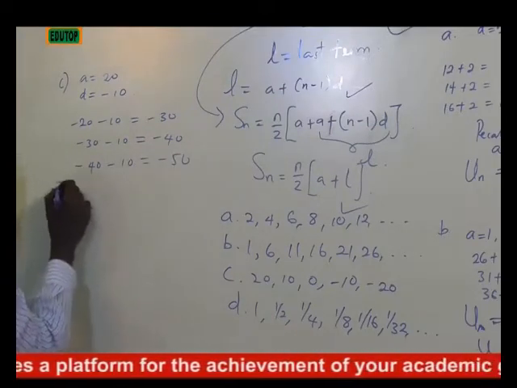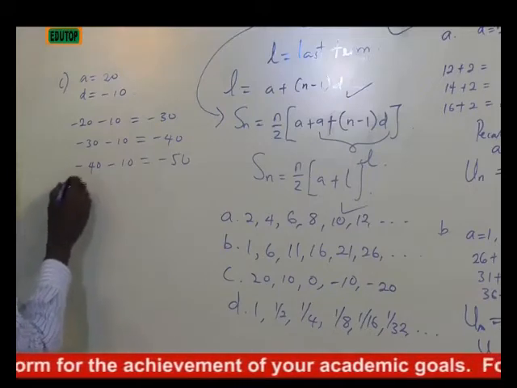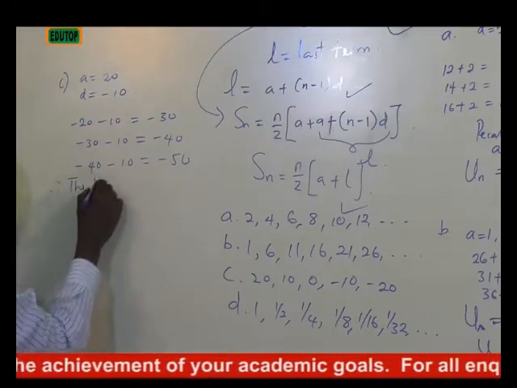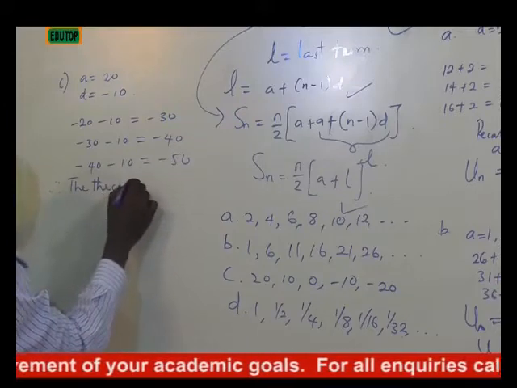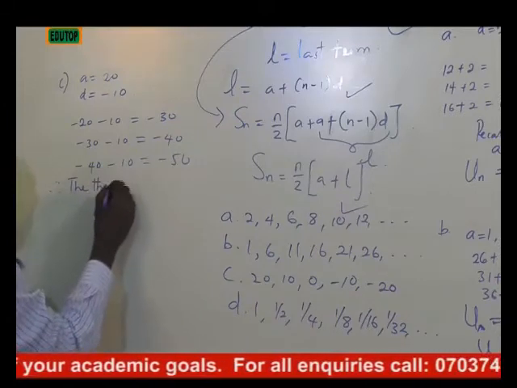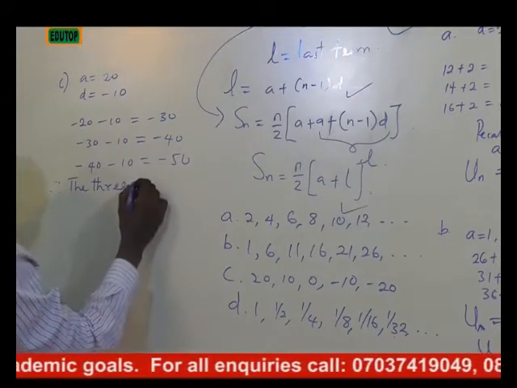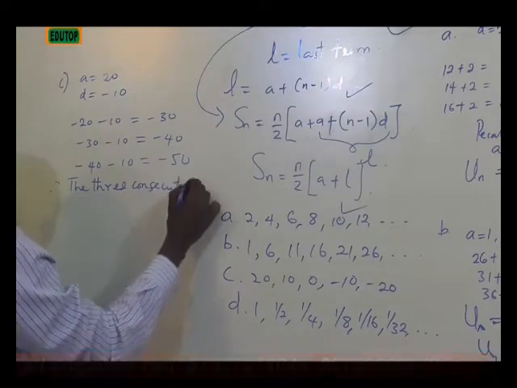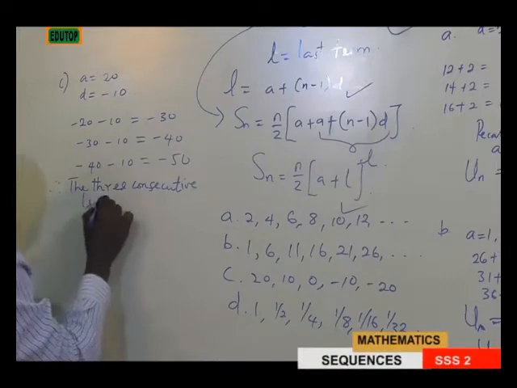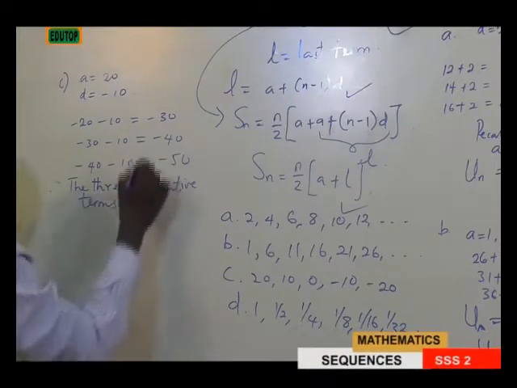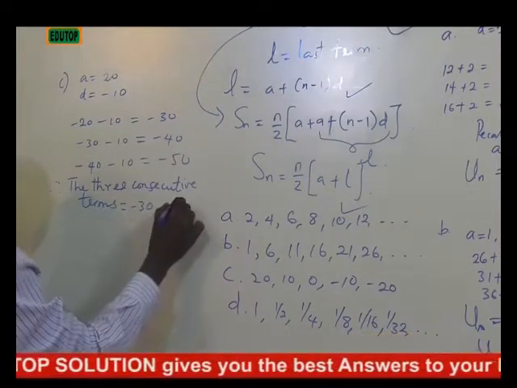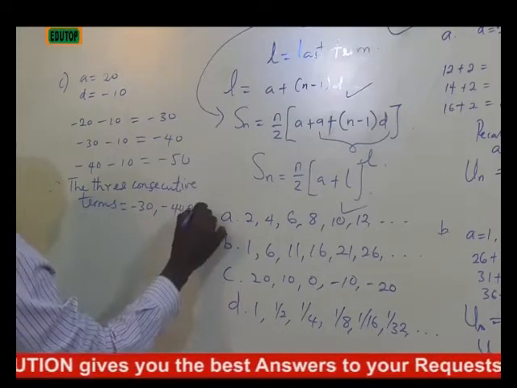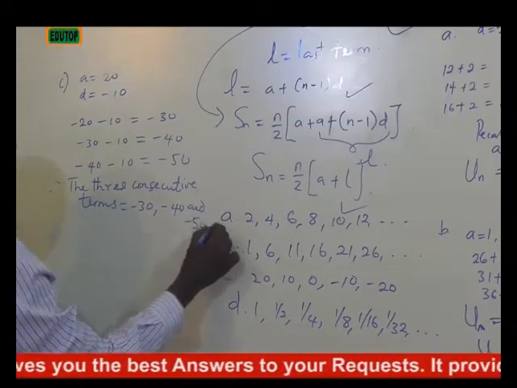So therefore the three consecutive terms will definitely be minus 30, minus 40, and minus 50.